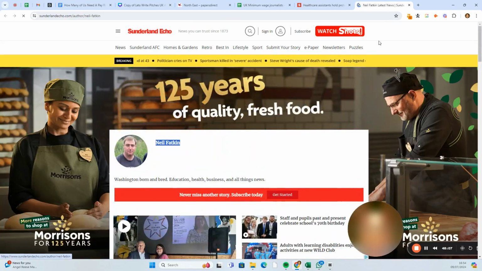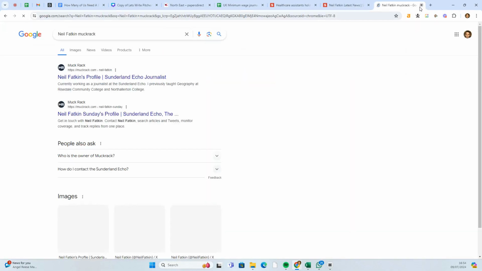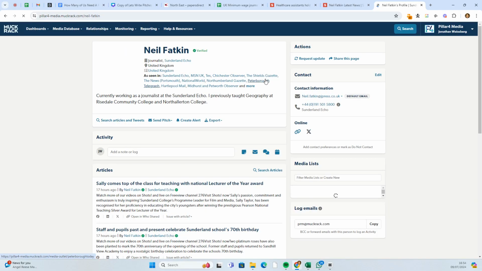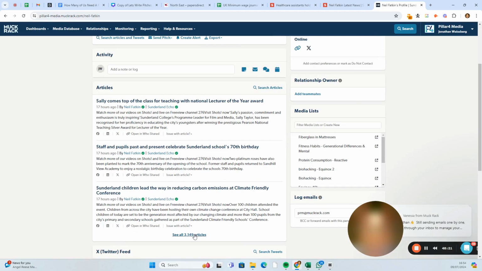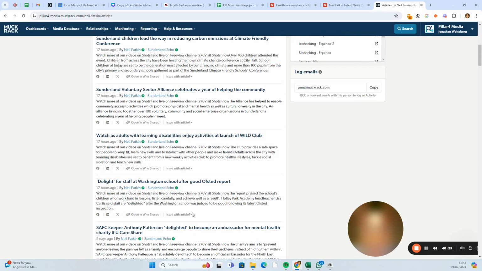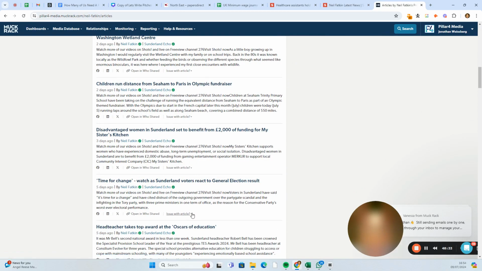So yeah, I much prefer looking at the Muckrack than at these. I find there's so much going on those pages, it's easy to get a bit overwhelmed. So this is super local to Sunderland. If they only write for the Sunderland Echo, talking about the Northwest is not going to be local enough.